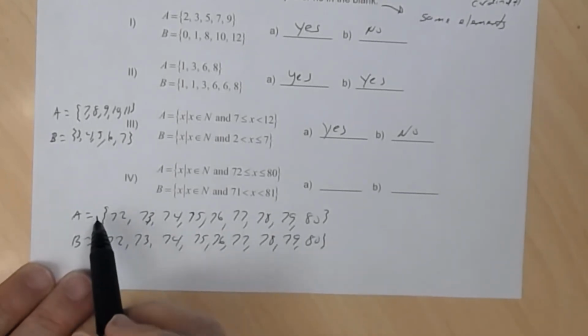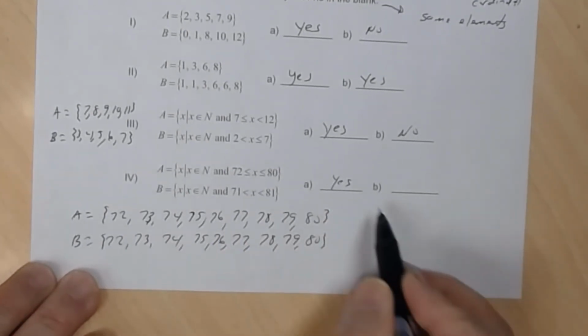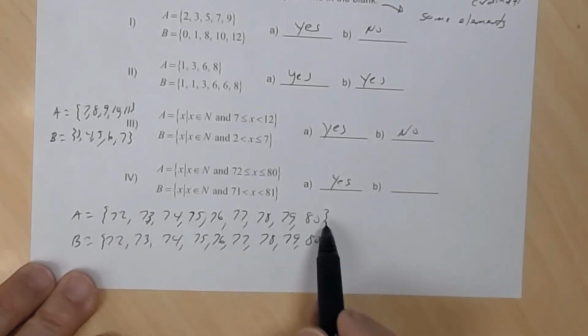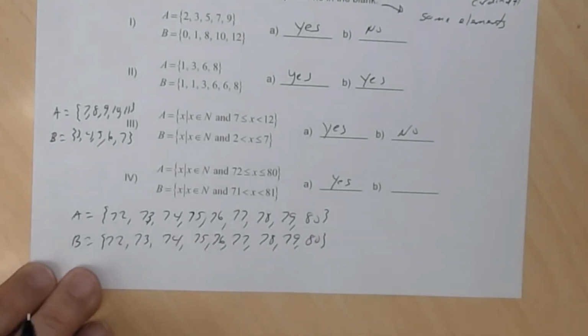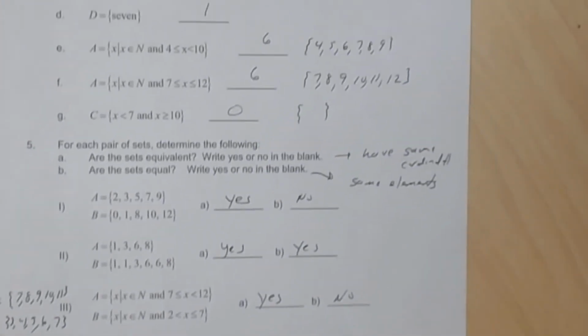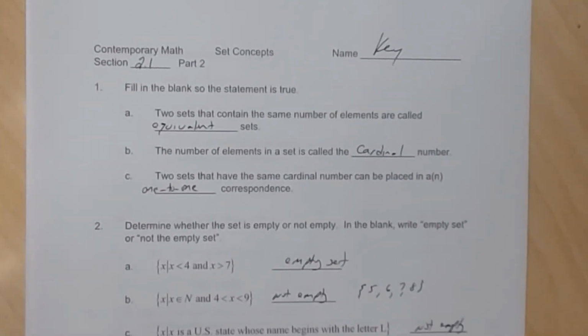All right, so do they have the same cardinal number? Yes, they do. Are they equal? Yes, they are. All the elements listed here are the same as all the elements listed here. Okay? All right, so that is the key to section 2.1, part 2.